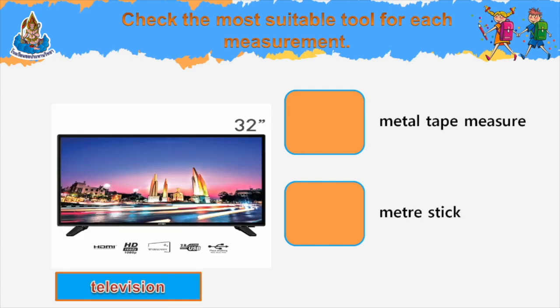Alright, this time, this is a bit more challenging because there's no picture. These are words, alright. Okay, television. I gave this as an example a while ago. If we're going to measure a television with 32 inches, which one should we use? We are going to use a meter stick.